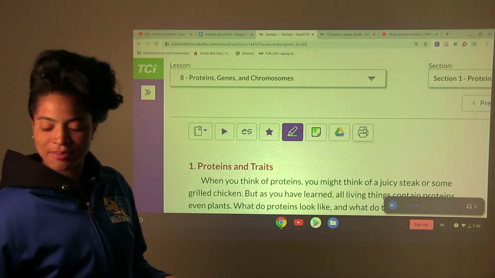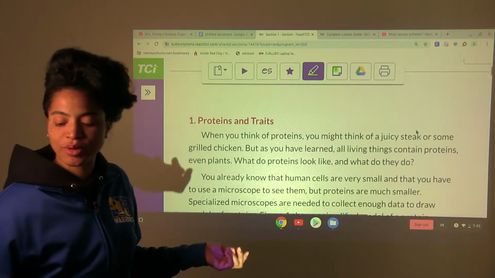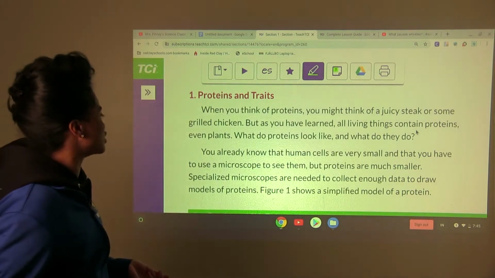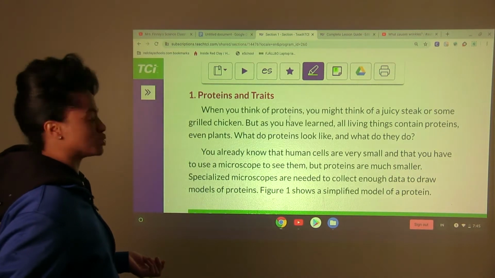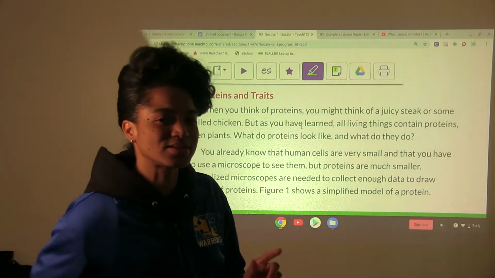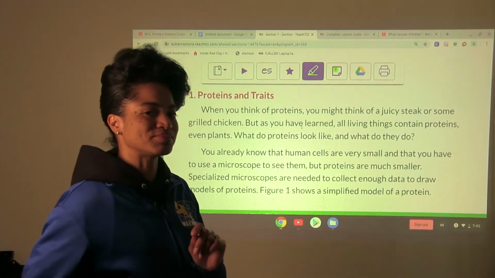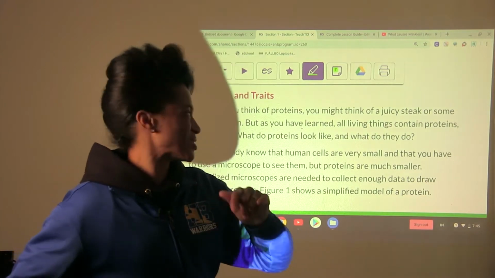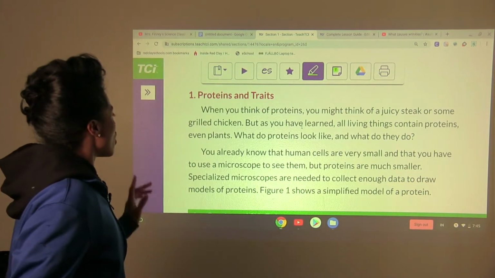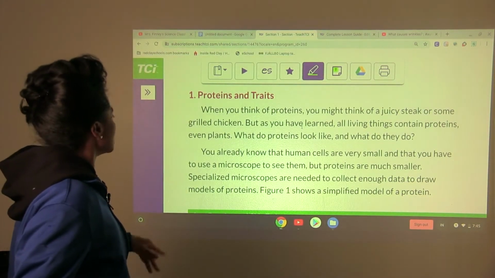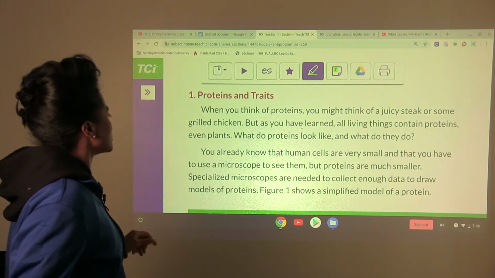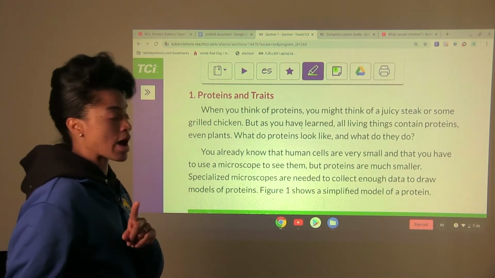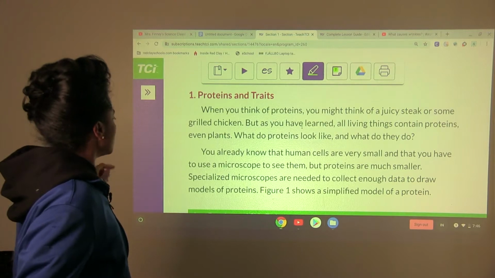Here at the top, it reads, when you think of proteins, you might think of a juicy steak or some grilled chicken. How many of you like steak or grilled chicken? Which one do you prefer? Type that in the comments as well. But as you have learned, all living things contain proteins, even plants. What do proteins look like? We need to figure that out. And what do they do?